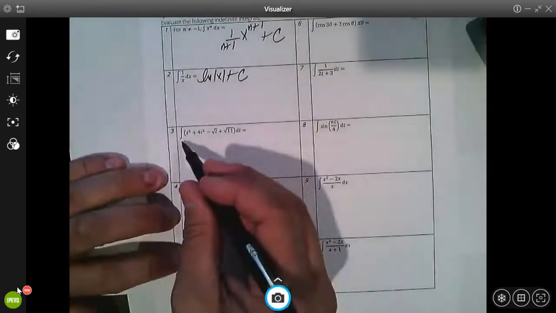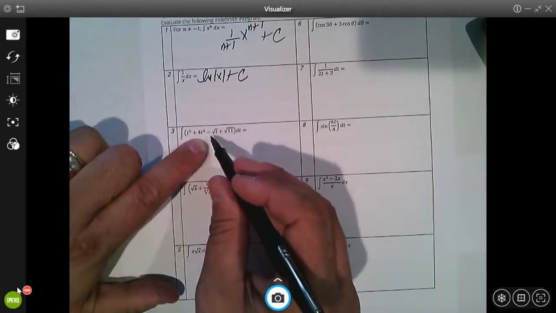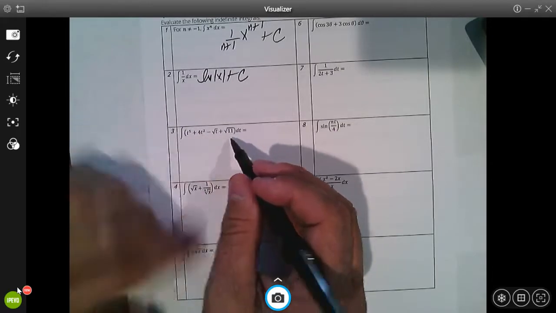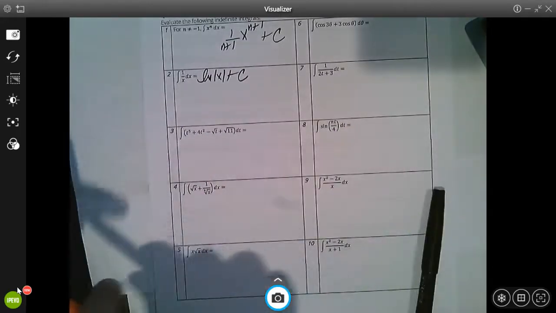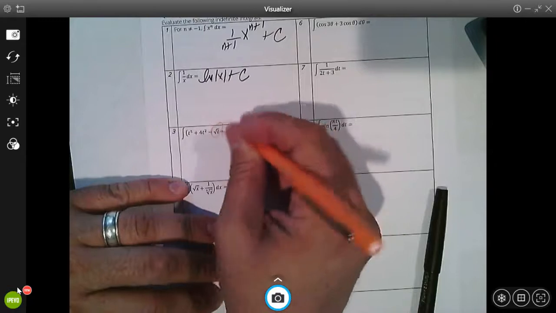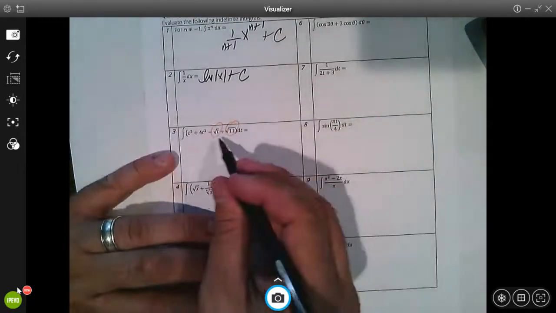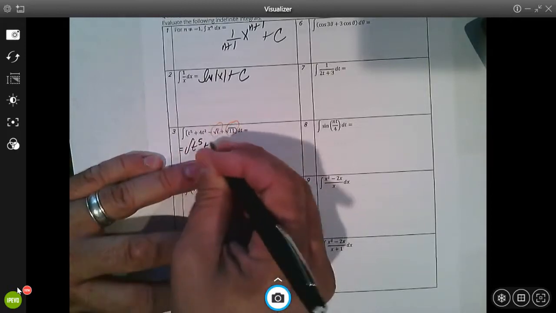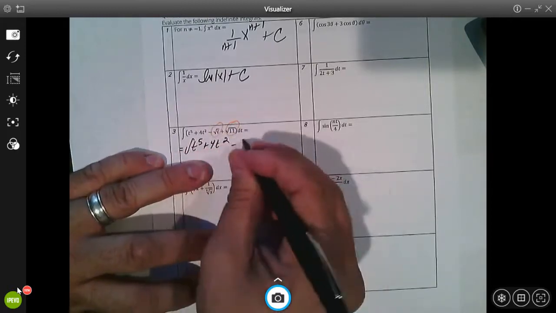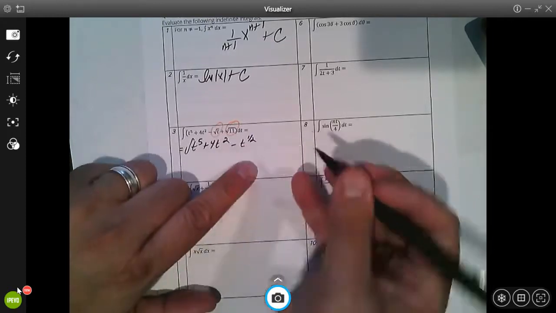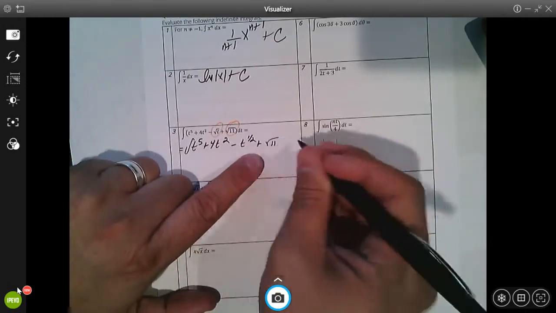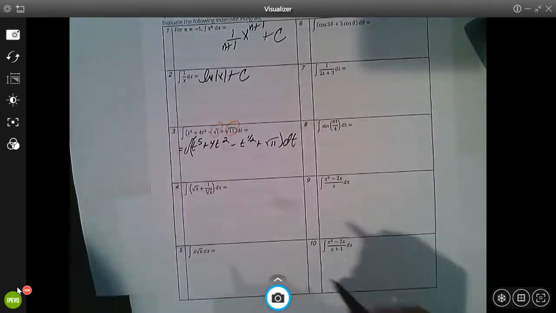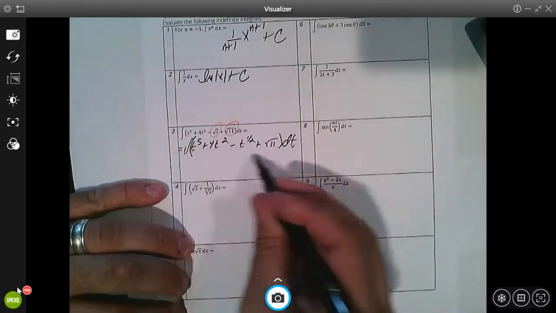Okay. Number 3, the integral of t to the 5th plus 4t squared minus the square root of t plus the square root of 11. It's the square root of t and the square root of 11 that, if you're not thinking about them correctly, you're probably going to make a mistake here. So I'm going to rewrite this as t to the 5th plus 4t squared minus t to the half. I'm going to keep the square root of 11 as the square root of 11, and we'll talk about that in just a second.